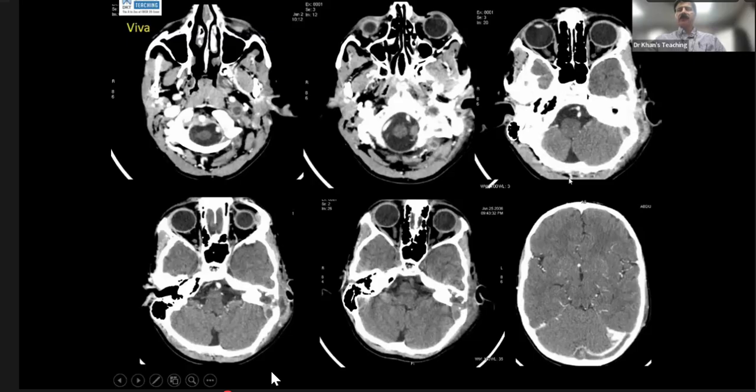Thrombus where? Within the sigmoid sinus, there's a low density filling defect. That's fine. Okay, I'll take over.